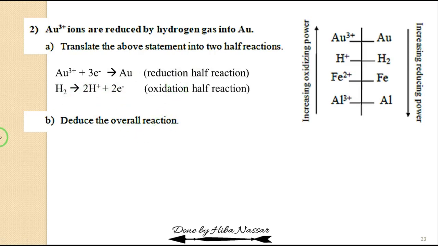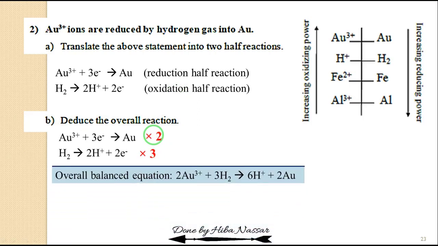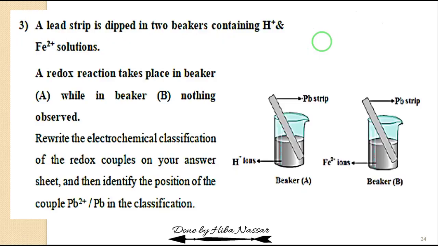Now part B, deduce the overall reaction. We will multiply the first reduction half reaction by 2 and the oxidation half reaction by 3. So you will obtain the overall balanced equation. We have 2Au3+ plus 3H2 which give 6H+ plus 2Au.